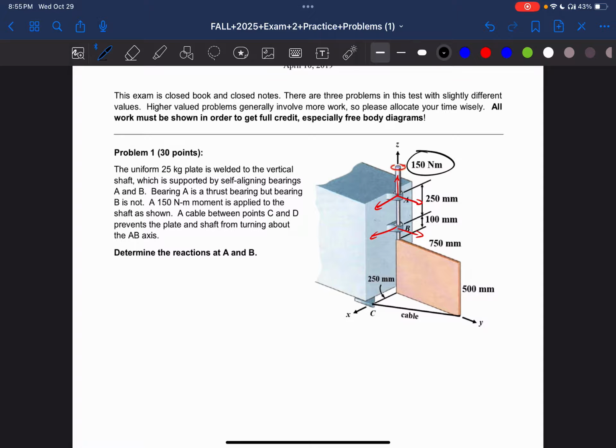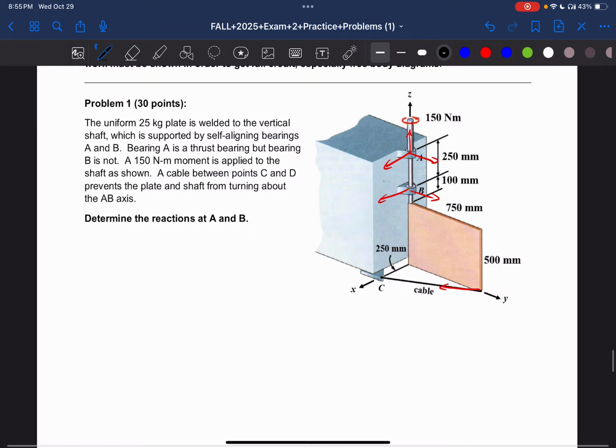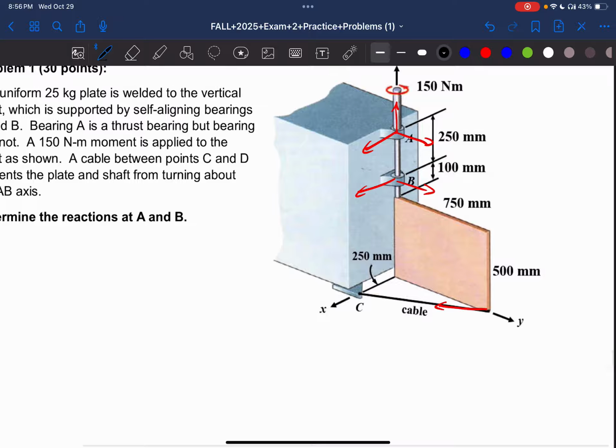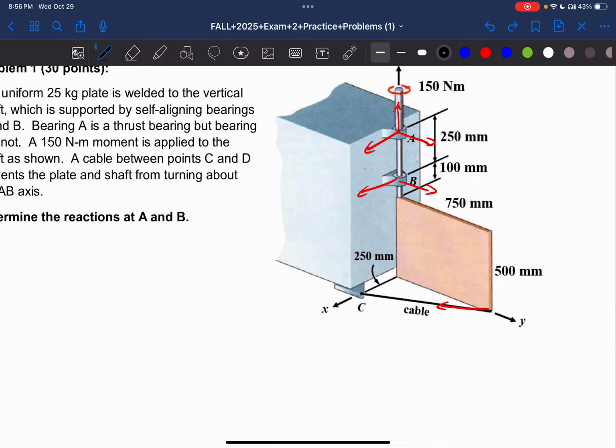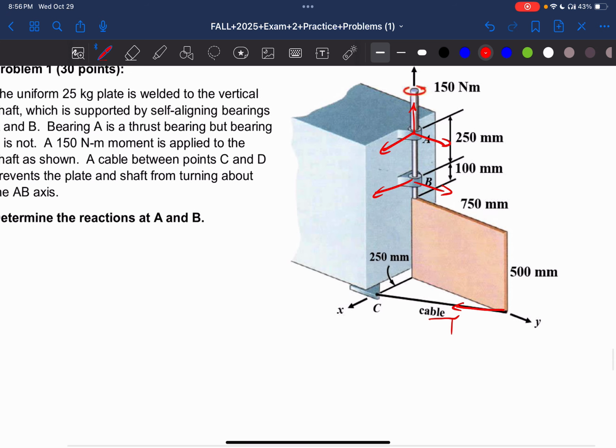A 115 Newton meter, okay, cable C and D prevents the plate and shaft from turning about AB. And we have a force going this way. I'm not going to draw my free body diagram because this is not a test and you can literally see it right here anyway. Cable FC, let's call this tension. Why is that so long? Tension. There we go.